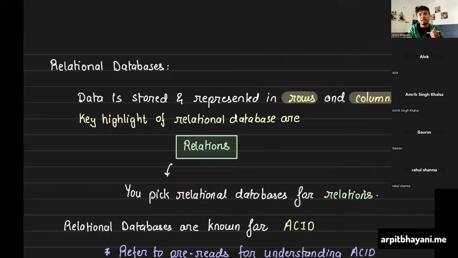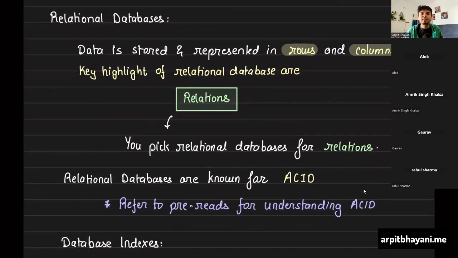Let's start. Relational databases, you all know that. They're stored and represented in rows and columns. And the key highlight of that is relations, because of which they are called relational databases. Now, these relational databases are special because they made everything we see today possible. Because relational databases were so good, they were so reliable, everyone started using them. People found different applications to build on top of that. And they are right now the backbone of our entire internet.